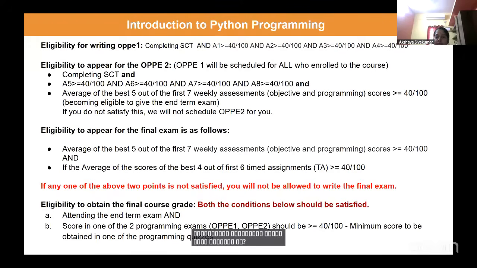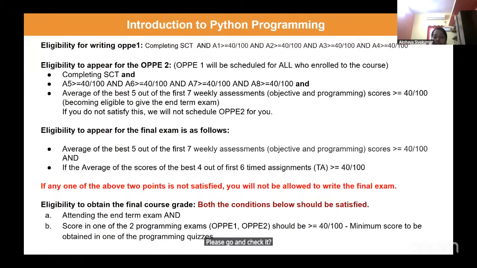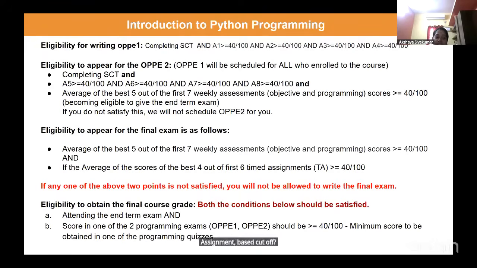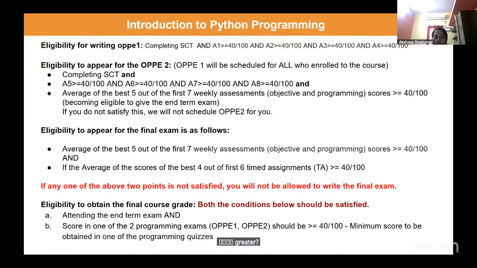All the SCT links, the procedure to do it, the SOPs, and everything will be circulated to the students who have already taken Python. Now the SCT 1 window is going on. Definitely you would all have received a mail on it. Please go and check it. Attending and completing SCT is mandatory in order to be eligible for writing your OPP1. And along with SCT, you have the assignment based cutoff, where in every assignment until your fourth week, you should have got greater than or equal to 40 marks.